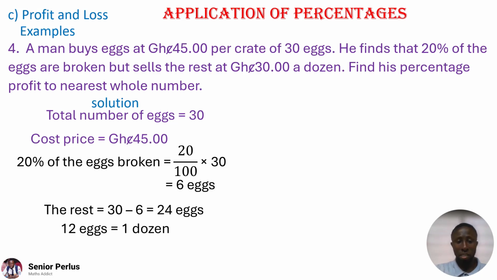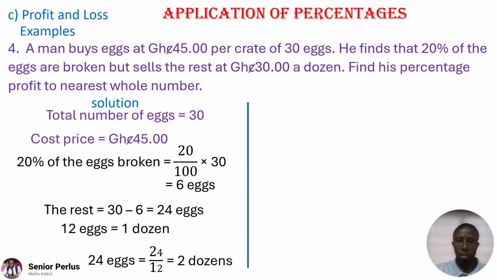1 dozen is 12 eggs. Okay, good. So if 1 dozen is 12 eggs, then the 24 eggs will be what? Yes, because the rest is 24. The 1 dozen is 12 eggs. Then 24 eggs will be 2 dozen. Okay, good. So now 1 dozen is 30 cedi. That's the rest we are talking about.